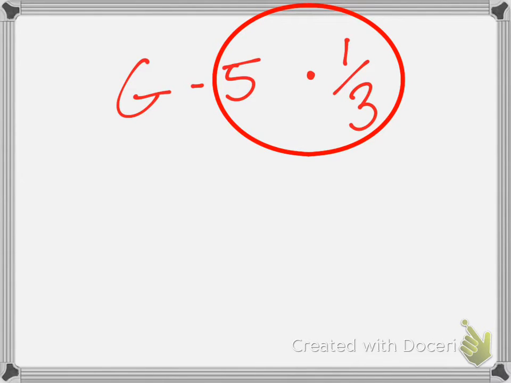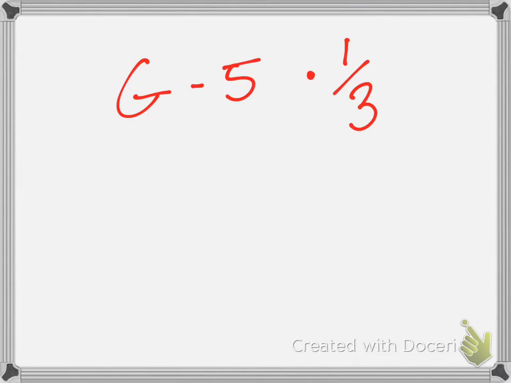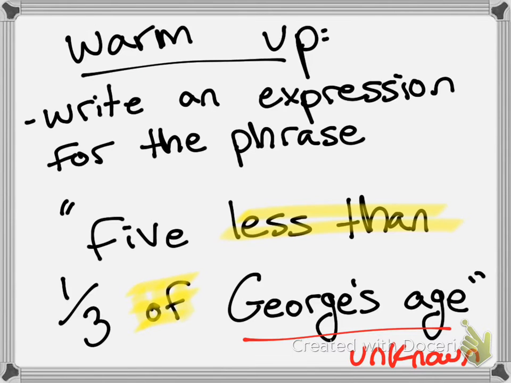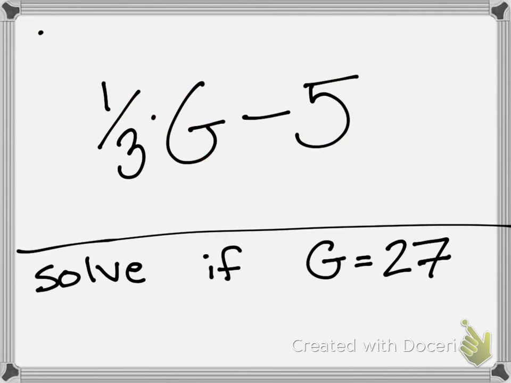Yeah, but then you wrote parentheses. So parentheses around what? The G and the 5. So the G and the 5, regardless, that's still G minus 5 times 1/3. We need 1/3 of his age, then take away 5. So the only expression that works here would be 1/3 G minus 5.